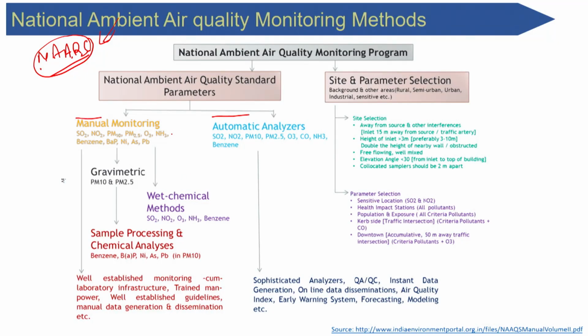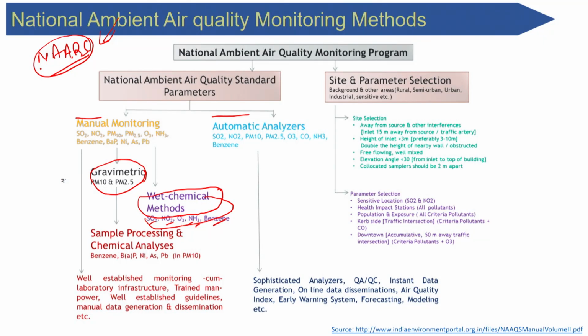In manual monitoring, as I discussed just before, we usually measure PM2.5 and PM10 gravimetrically. Wet chemical methods are usually used for measuring SO2, NO2, ozone, ammonia and benzene. Because you cannot do this in the gaseous phase, you have to collect these samples in some media which can absorb these gases, and then do sample processing and chemical analysis.